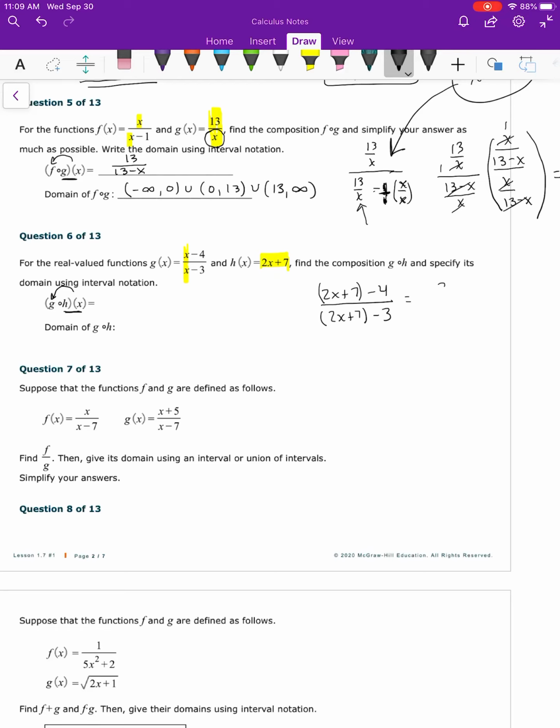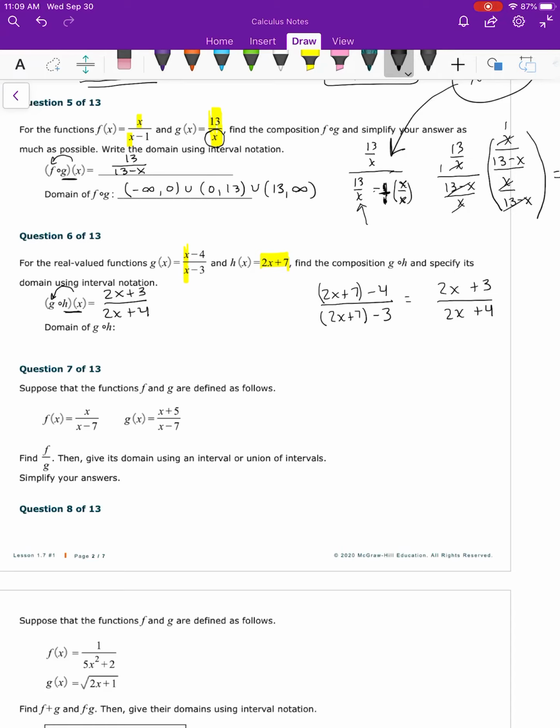Now I'm going to simplify. 2x plus 3, because positive 7 minus 4 is positive 3. 2x plus 4, so positive 7 minus 3 is positive 4. So this is my function: 2x plus 3 over 2x plus 4.